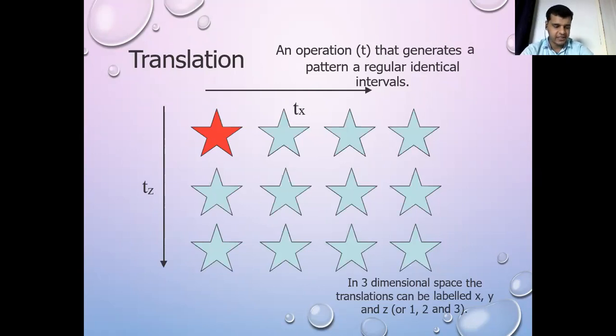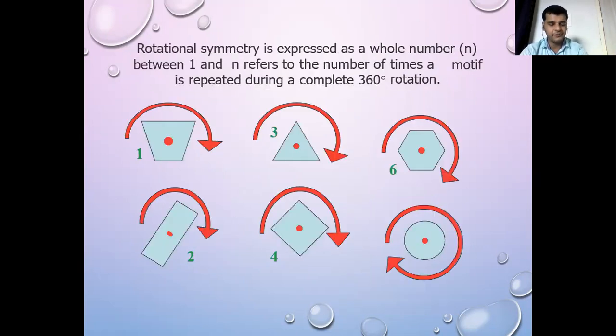So take one point, it will repeat in infinite directions, infinite times. So this is translation. Next, rotation symmetry: rotation symmetry is expressed by a whole number n, which refers to the number of times the pattern is repeated during a complete 360-degree rotation. For example, if we give 90 degrees, 180 degrees, 270 or 360 degrees, there is not much change in the crystal structure. That operation is called rotation symmetry.